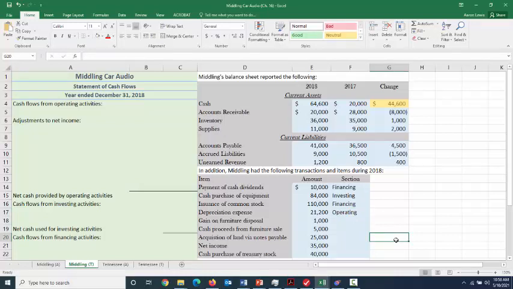Next, we have a gain on furniture disposal. The gain that we experience here would ultimately increase our net income for the period, but the gain doesn't increase the amount of cash that you have on hand.